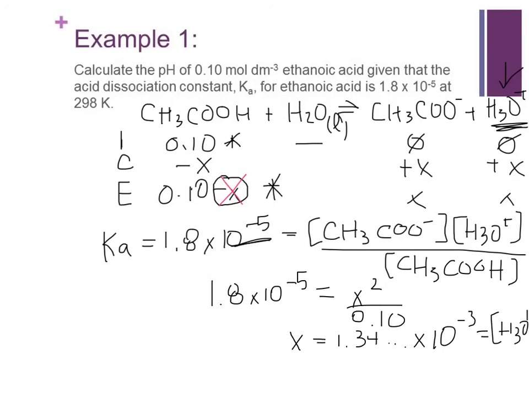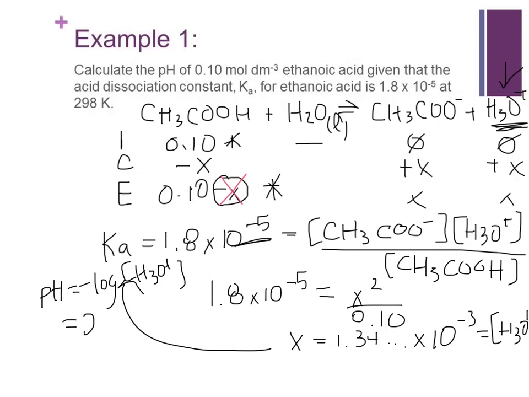So to get pH, we're going to plug this concentration into our pH equals negative log of H plus or H3O plus. And if we do that, we would get a pH of 2.87.